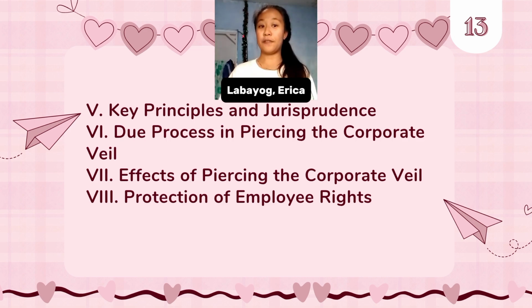Seven is the effects of piercing the corporate veil. The first one is personal liability. Shareholders, directors, or officers may be held personally liable for corporate debts or obligations to employees. Expanded accountability: other entities in a corporate group, like parents, subsidiaries, or affiliates, may also be held liable if they were found complicit in the evasion of labor obligations.